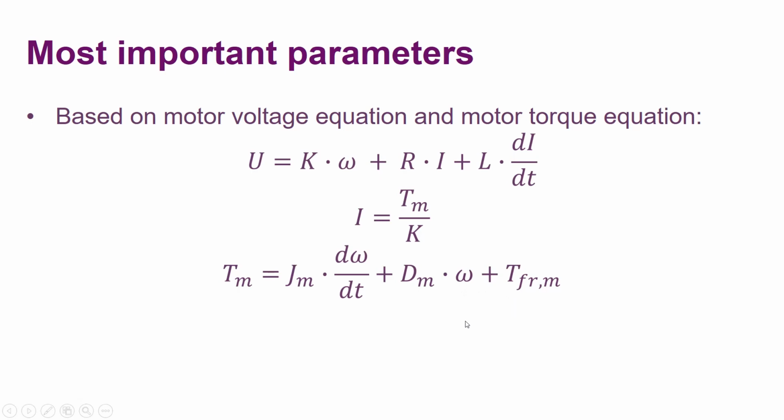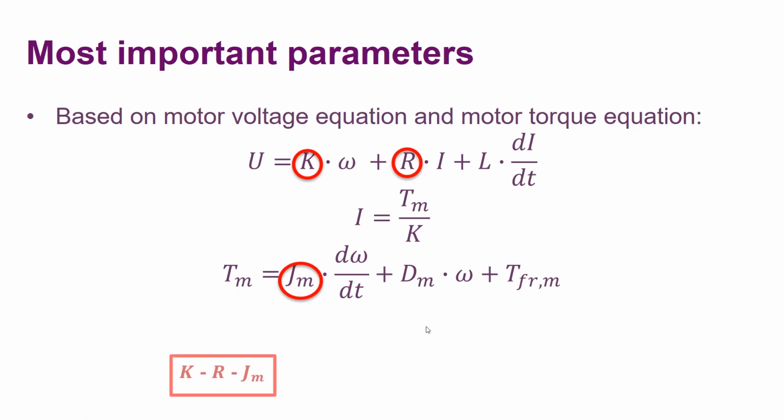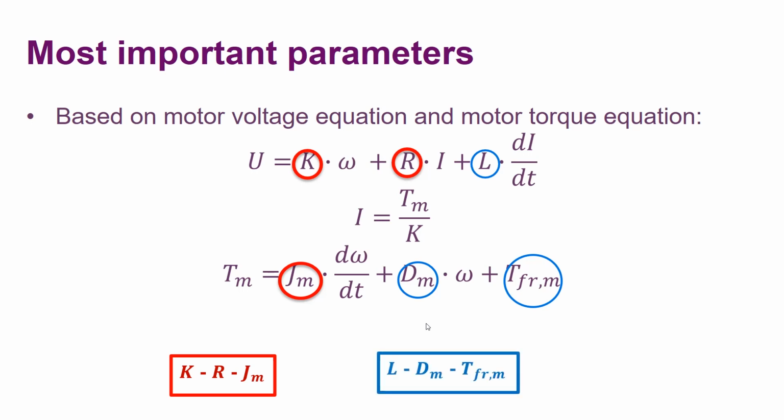Three equations, and from these three equations we can determine the most important parameters: K, the motor constant, R, the motor resistance, and J, the motor inertia. So these three motor parameters are the most important ones for doing your design. And then we have left, for some specific applications, the motor inductance L, the damping D of the motor, and the friction of the motor, TFR. We can determine these also by doing some tests and using some equations.